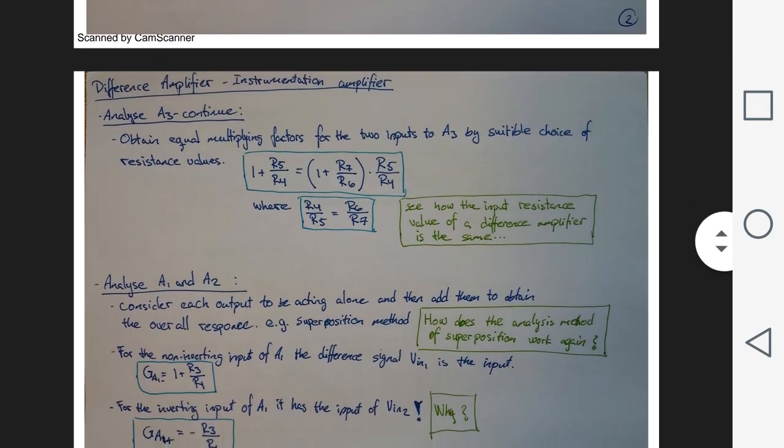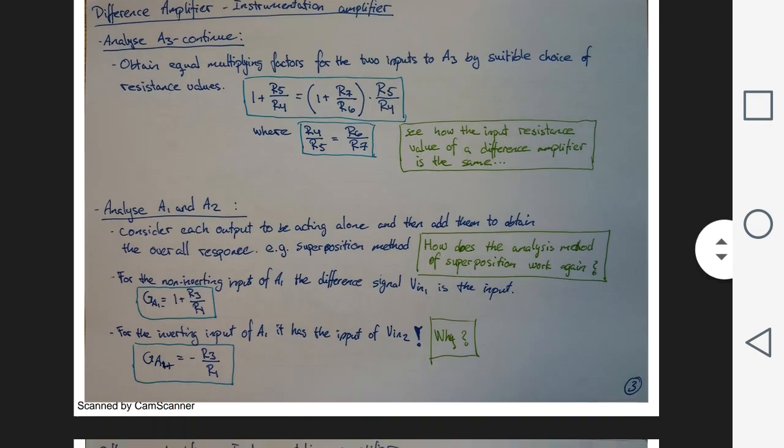If we continue this analysis and want to find a common or equal multiplying factor for the 2 inputs of A3 by suitable choice of resistance values, then we have the gain factors where 1 plus the ratio between R5 and R4 is equal to 1 plus the ratio between R7 and R6 times the ratio of R5 and R4, where R4 divided by R5 is equal to R6 divided by R7.